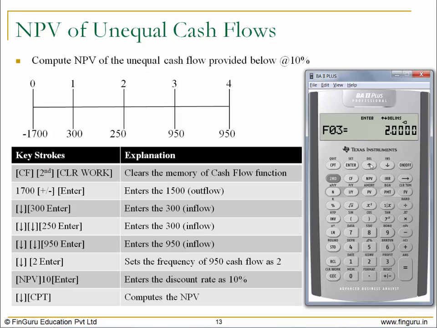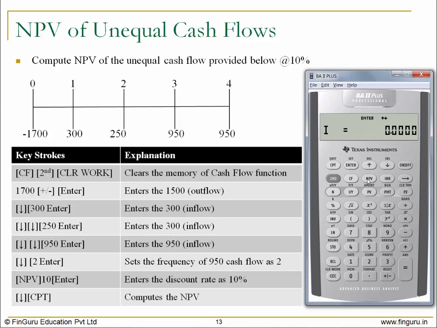Just in case you want to check whether all the numbers are in place, you can press the up arrow key and see if all the cash flows have been entered correctly. Now the cash flows have been entered. Let's calculate the net present value.